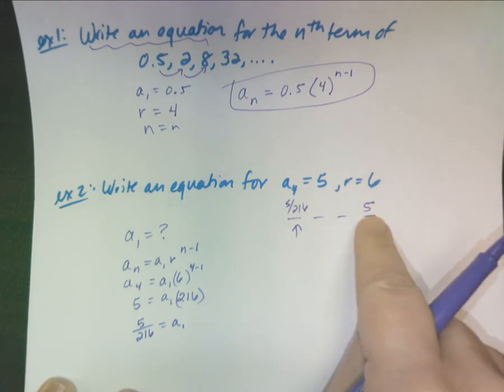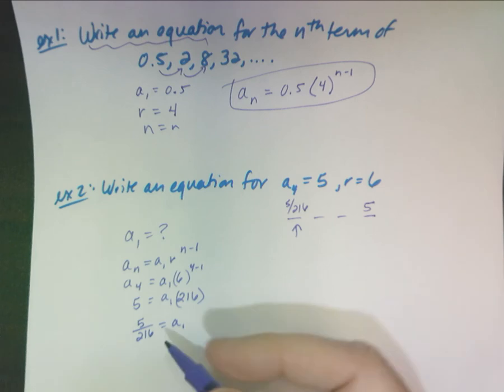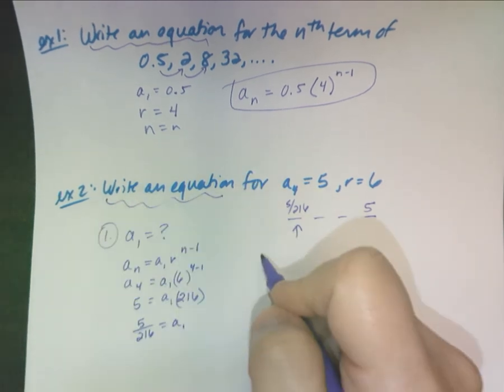Yes, you could have divided by 6, then divided by 6, then divided by... Please, try not to do that. So now let's write our equation. That's just step 1. Let's write our equation, step 2.